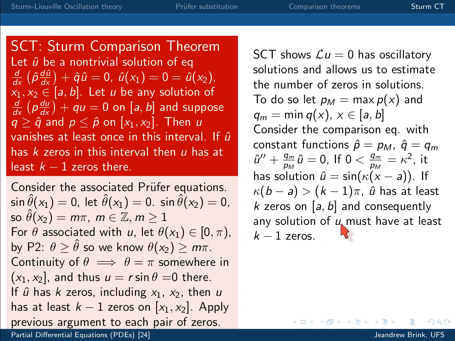zeros that U has by solving an equation of constants that are constructed from the equation, where the functions that enter there are arbitrary. We don't need to know the details of the functions, we only need to know their maximums. And we can already put a lower bound on the number of zeros U has in the domain.